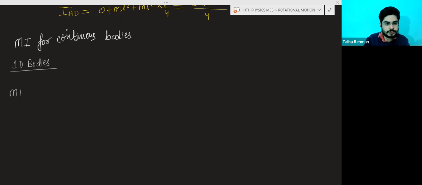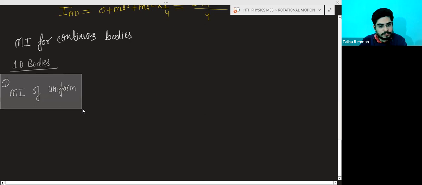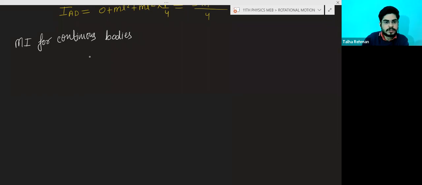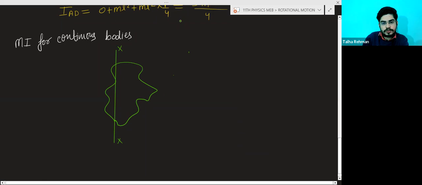So first we will discuss one-dimensional bodies. We'll find the moment of inertia, first of a uniform rod. First, discuss how we will find the moment of inertia for continuous bodies. For example, if you have a body like this and an axis is given to you, and you want to find the moment of inertia of this body, of irregular shape or regular shape, whatever.